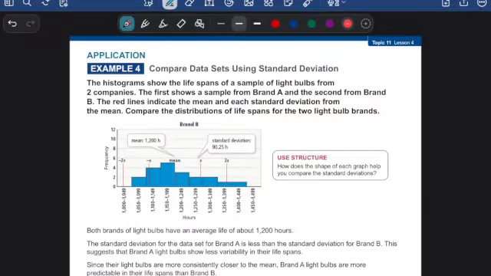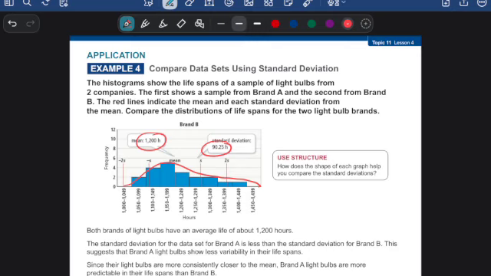For company B, or brand B, we have a mean of 1,200 again. The standard deviation is much higher, 90.25 hours. Well, we can see that the shape of our data is skewed right. So it makes sense that we have more variation. Okay? We have bigger spread because of those outliers off to the right.